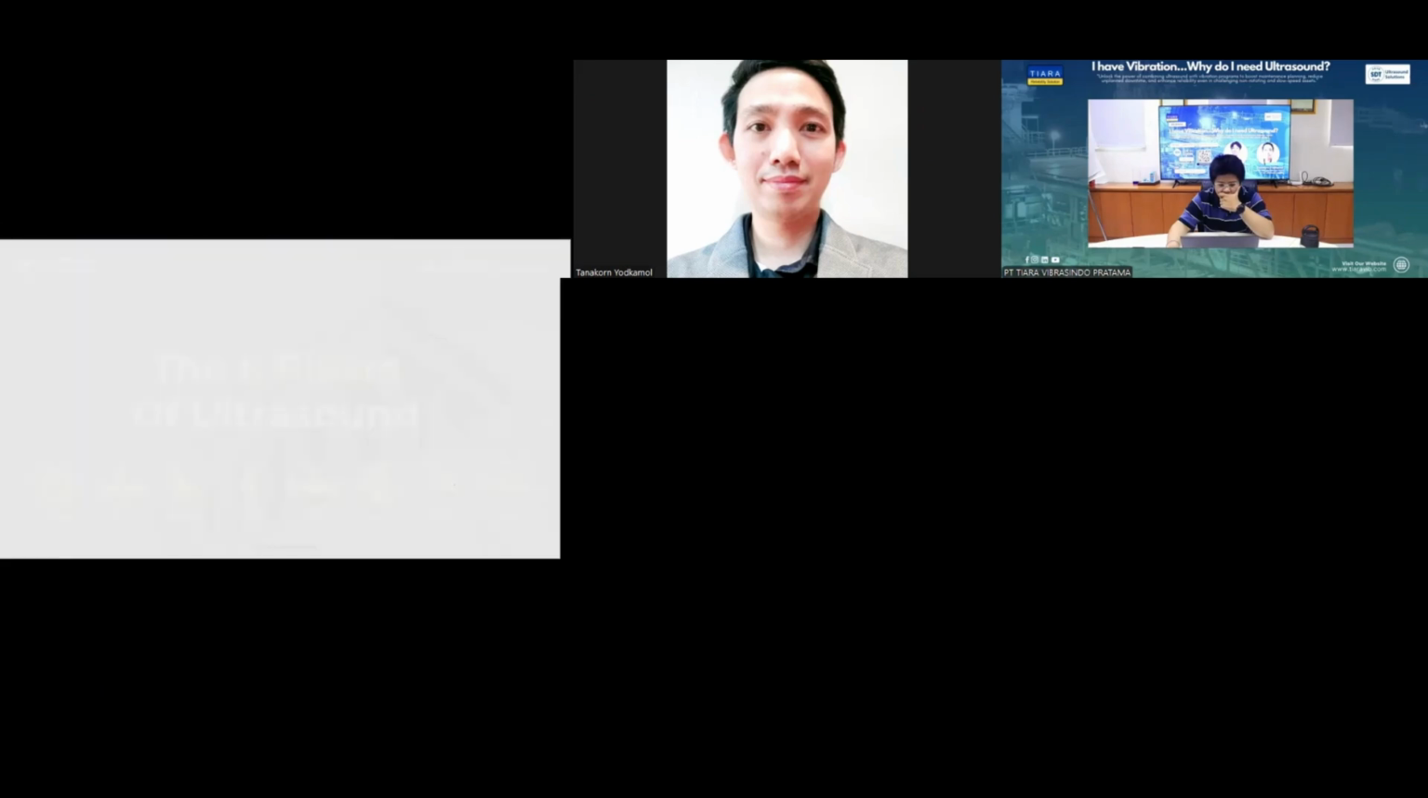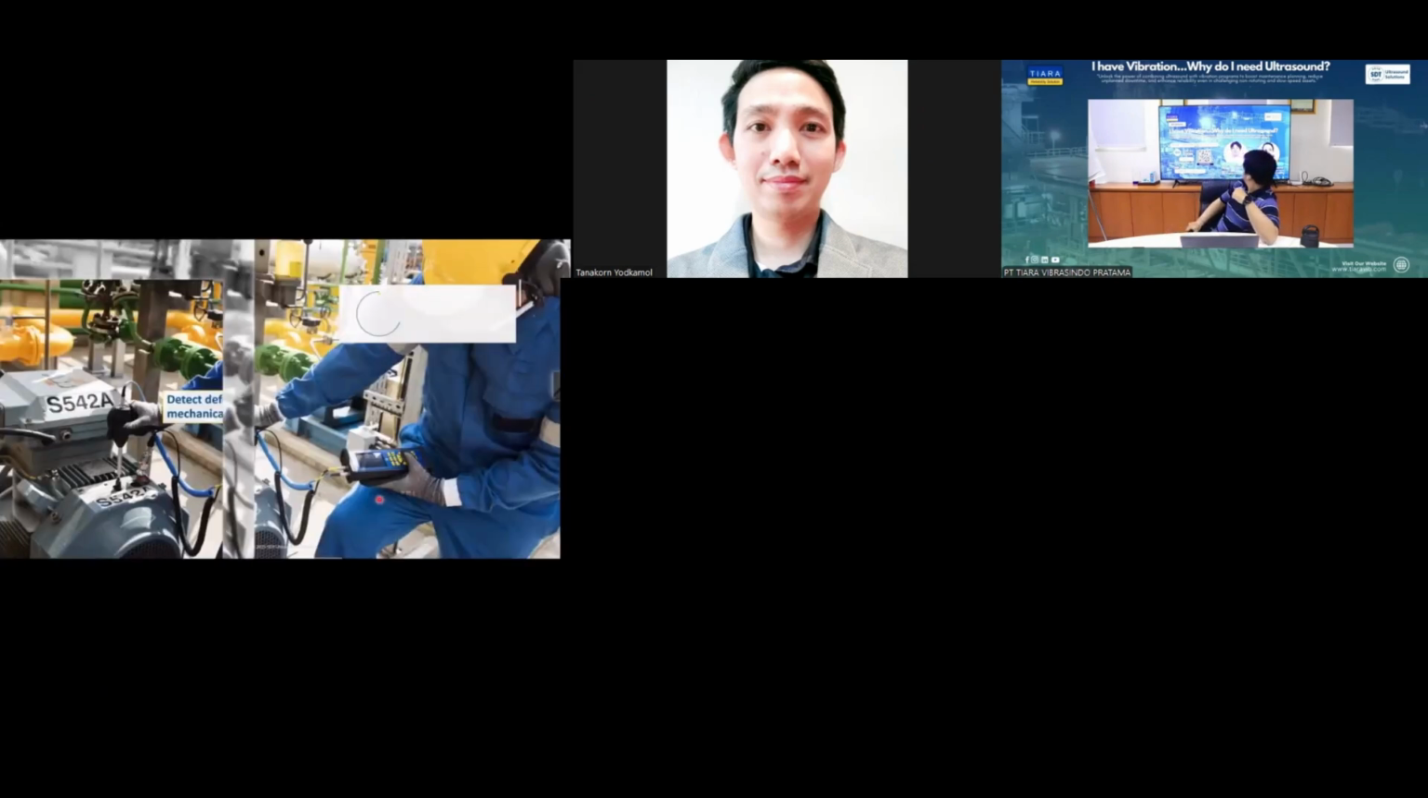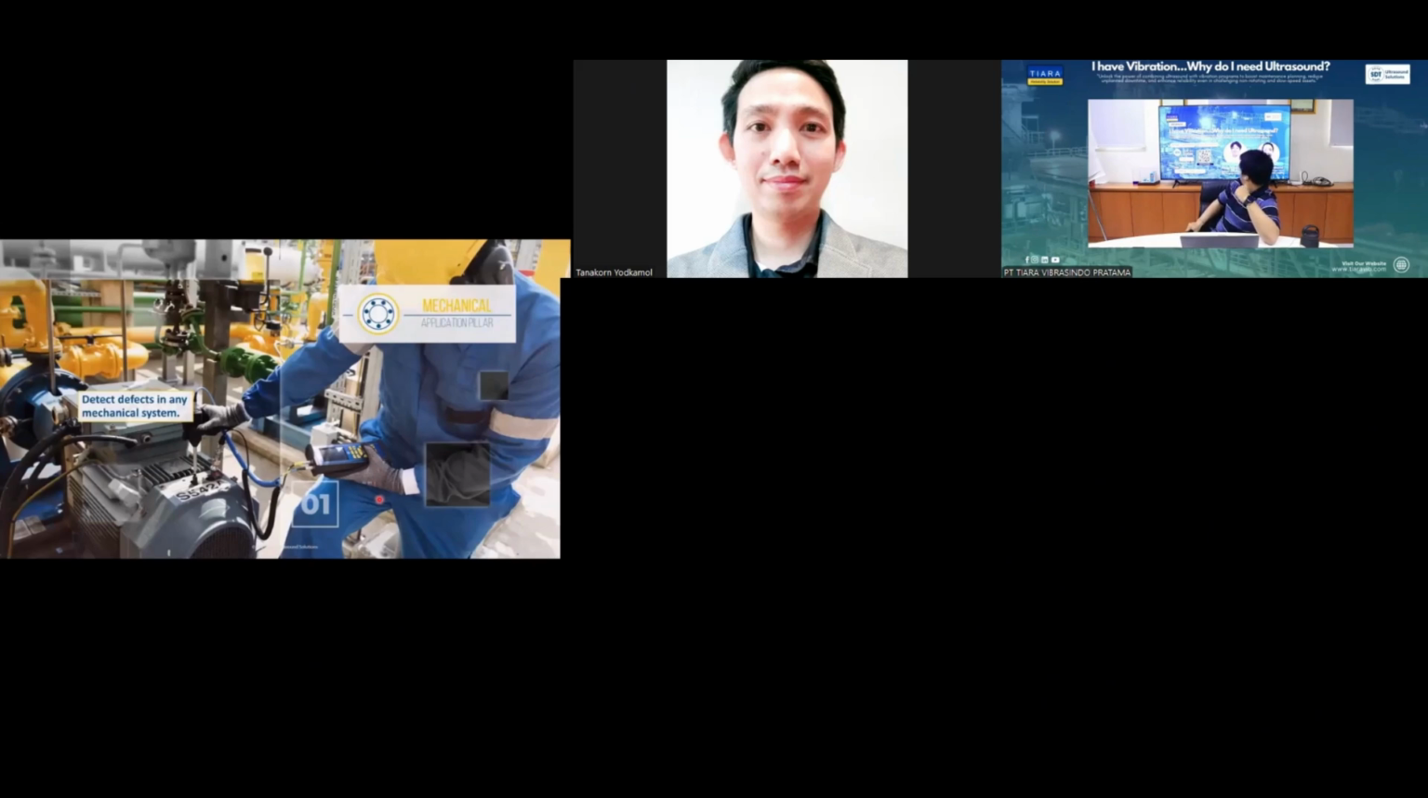First, we talk about the mechanical application pillar. With ultrasound, we can detect any defect of the mechanical system. We talk about start-stop machines, non-rotating machines, sliding machines, forward and reverse, clockwise or counterclockwise. So any mechanical system. It's not just the rotating machine that vibration can do.